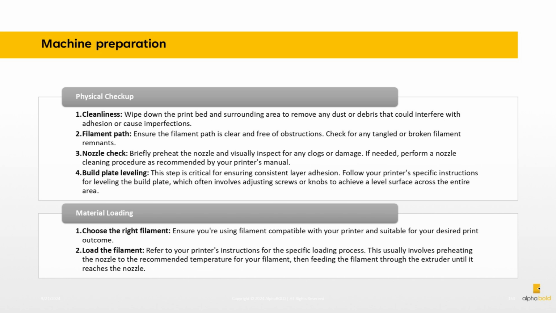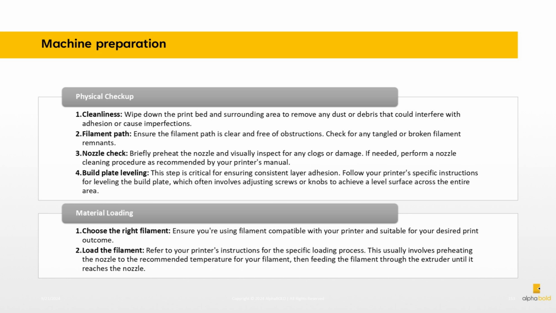Build plate leveling. This step is critical for ensuring consistent layer adhesion. Follow your printer's specific instructions for leveling the build plate, which often involves adjusting screws or knobs to achieve a level surface across the entire area.